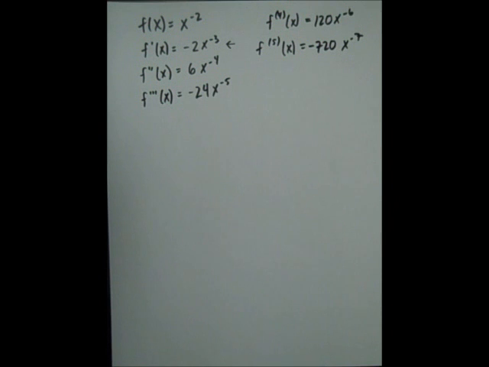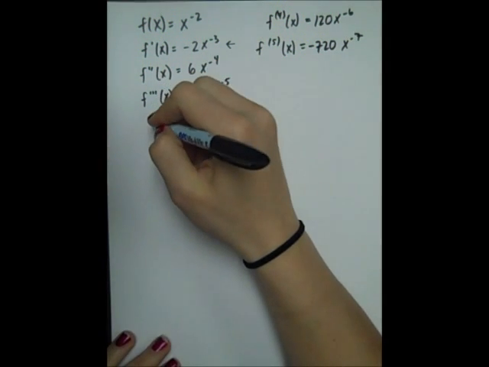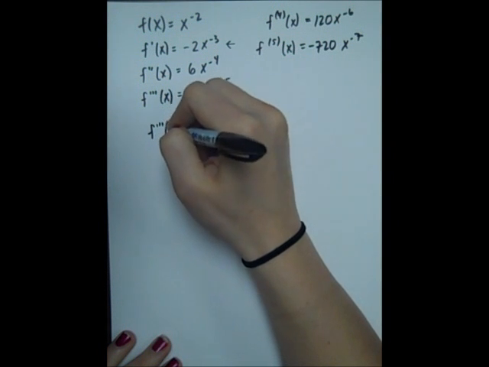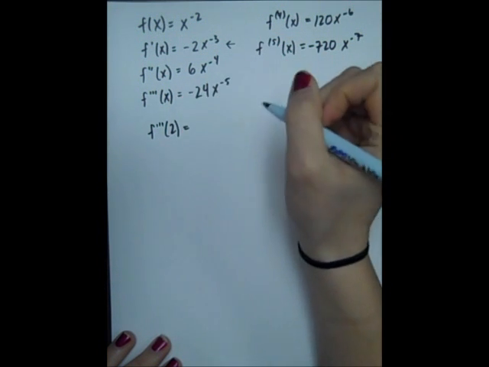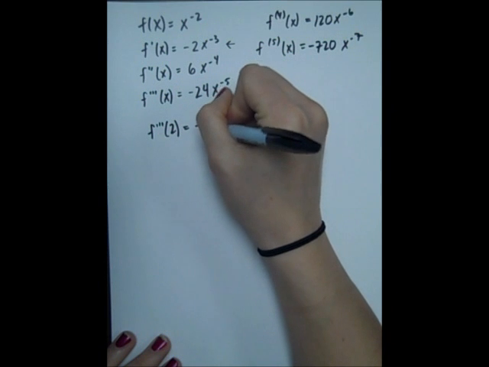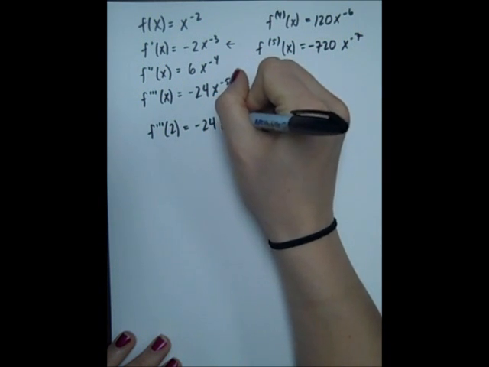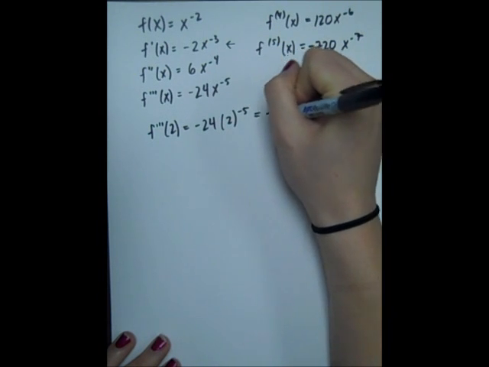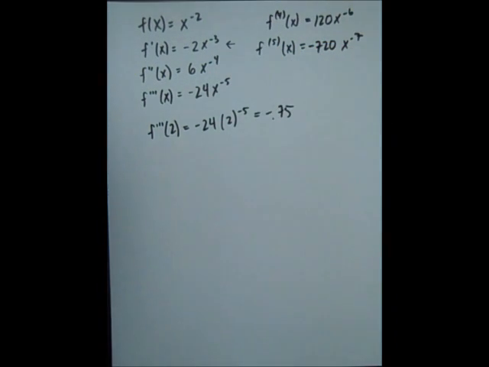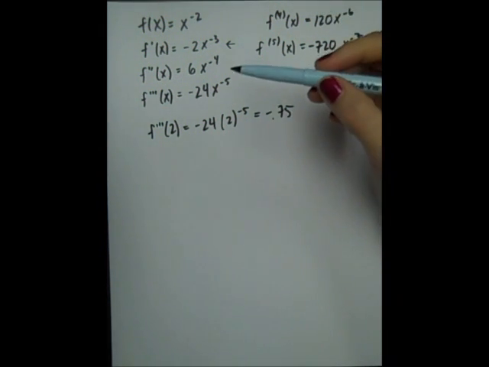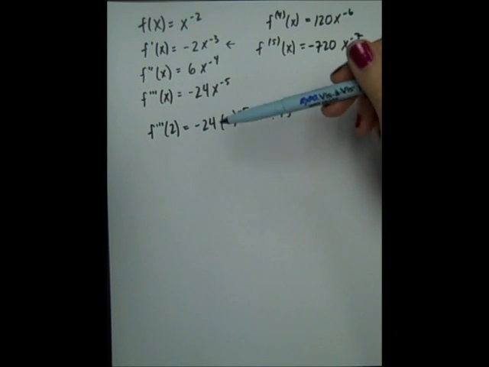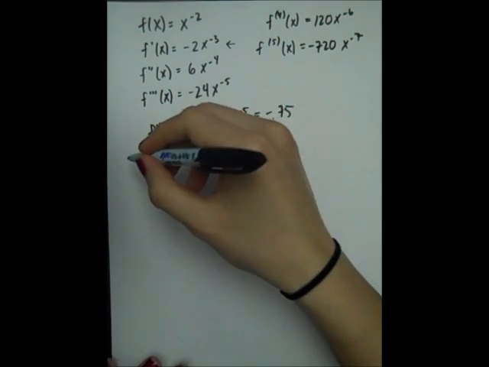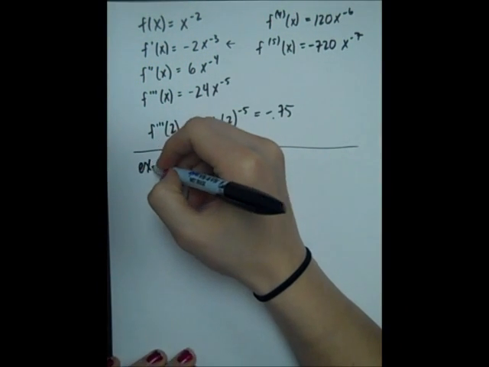Now this isn't anything new, I'm just taking derivatives over and over again. So to answer the other question, what was f triple prime of 2? That means plug in 2 to my third derivative here, so this will be negative 24, 2 to the negative 5th, and plug that in your calculator, negative 0.75. So I found the first 5 derivatives, then the question asked what was f triple prime of 2, plugged in 2, and that's what I got. Let's do one more example.